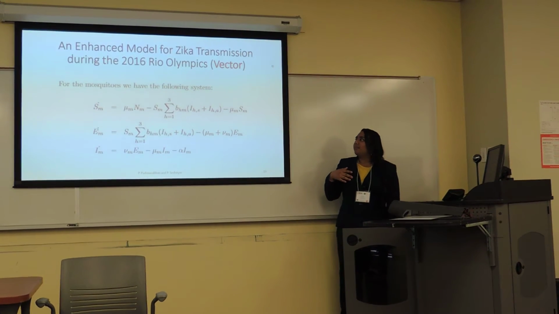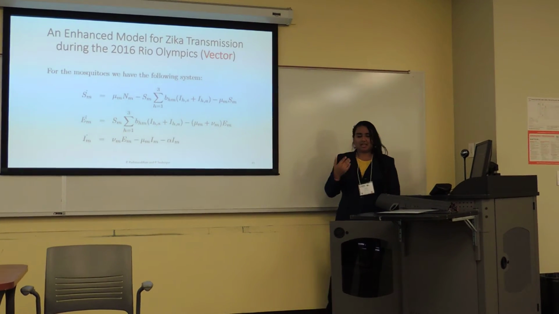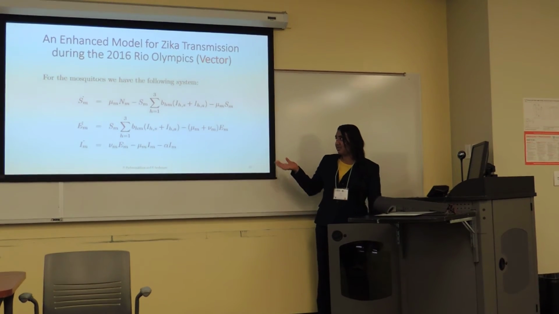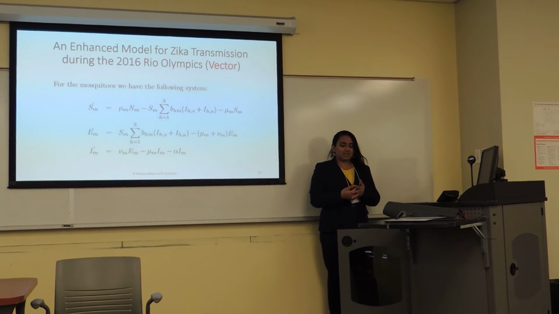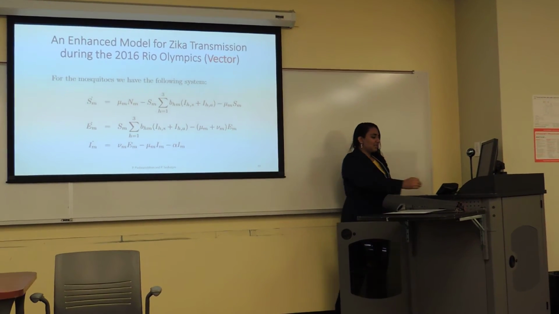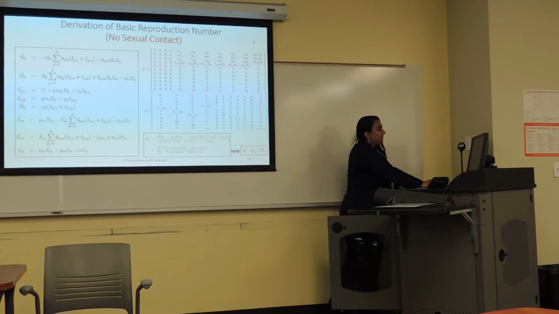So then we're looking at the vector model, and similar to before, we still have the SEI, but one of the only differences is that we have the sigma term, which lets us know that the mosquitoes can get infected by all 3 of the populations. And we also have the disease death term that's in the bottom.